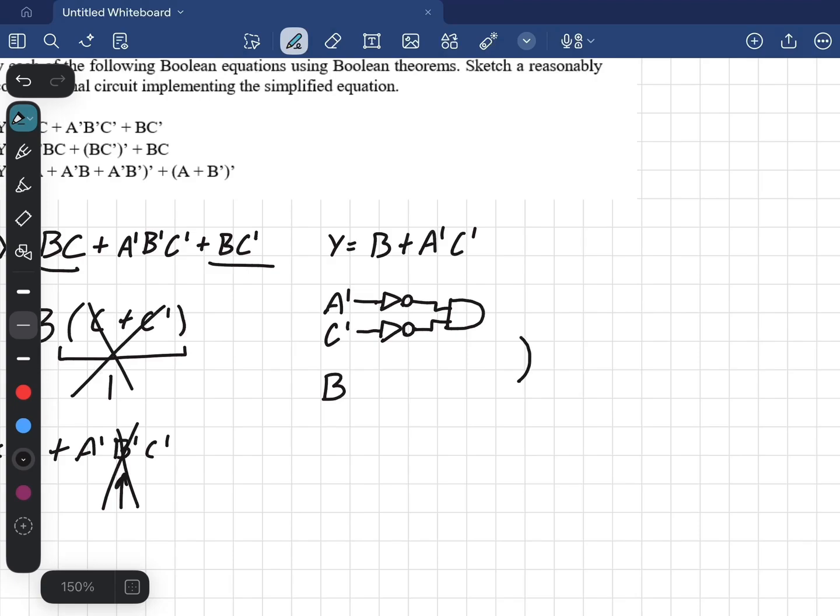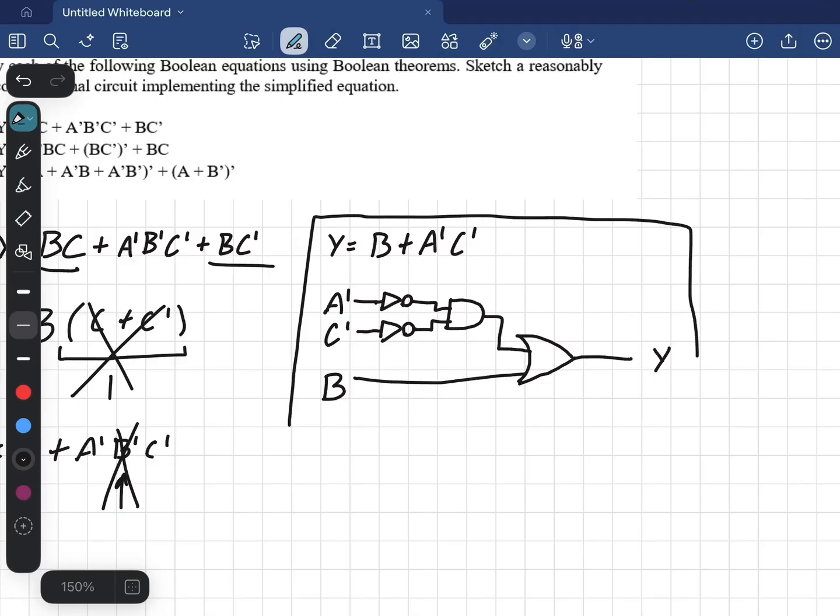And then the terms are going through an OR gate. So we'll connect B to the OR gate and then C naught and A naught. And then this will have our final output of Y. So your final answer will be this.